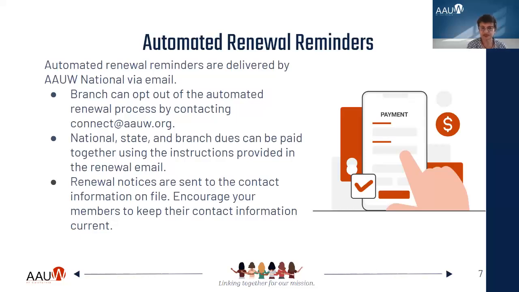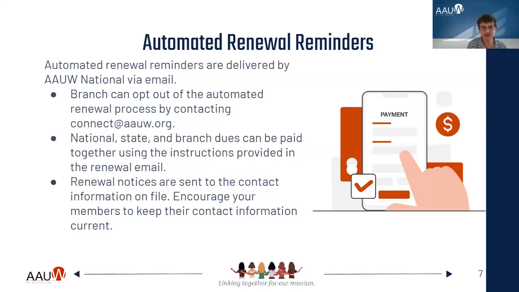So this year, the process has changed. By default, people are opted into the renewal reminders, but they can opt out. So if your branch is getting reminders, but you don't want them, send a message to connect@auw.org saying, stop automated renewal reminders, something to that effect in the subject field. And again, give it a couple of days to take effect.